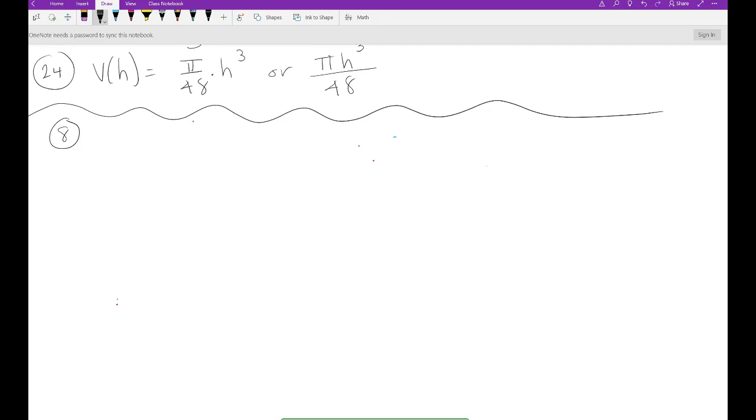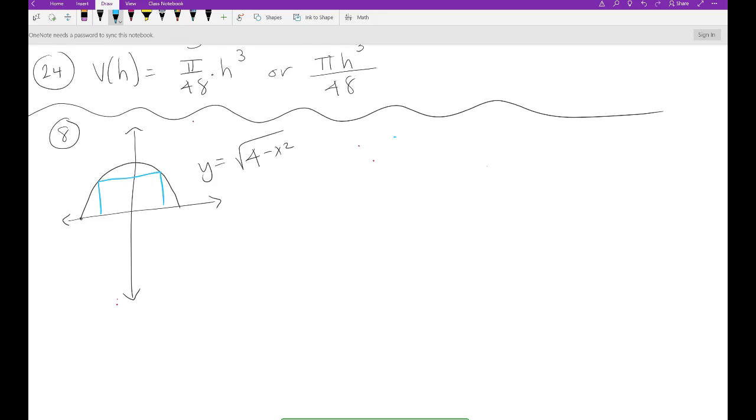Yeah, it's a half circle. Inscribed within the half circle is a rectangle. And then it gives you the formula y equals the square root of 4 minus x squared. And then it gives you the radius of 2.